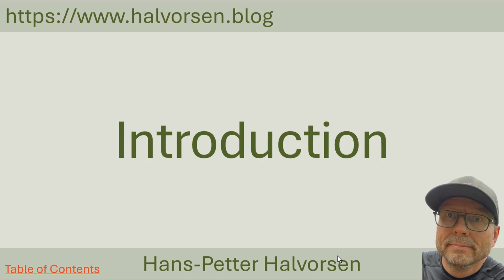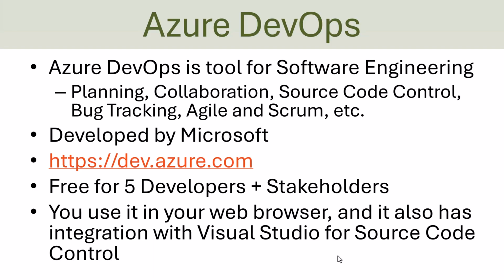So let's get started. First, what is Azure DevOps? Azure DevOps is a tool for software engineering. You can use it for planning, collaboration, source code control, bug tracking, and also Agile and Scrum use. It is developed by Microsoft. You can use it for free for up to 5 developers and also an unlimited number of stakeholders. You can use it in your web browser, but you can also integrate it with Visual Studio for source code control. In order to start using it, just go into this web page, create an account, and then you are up and running.